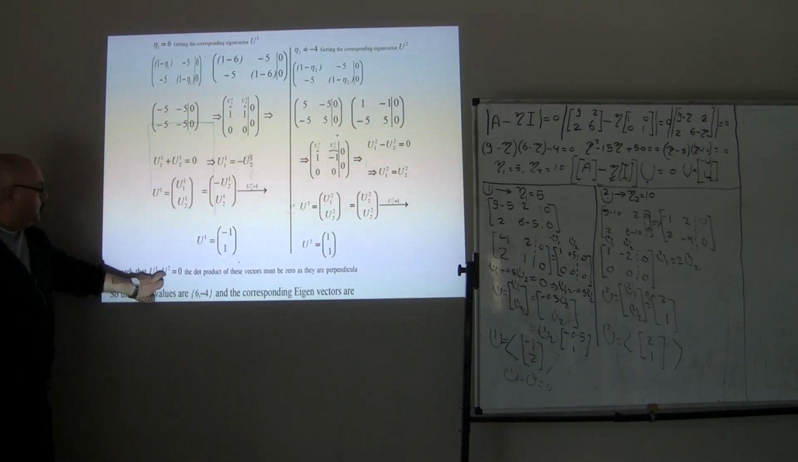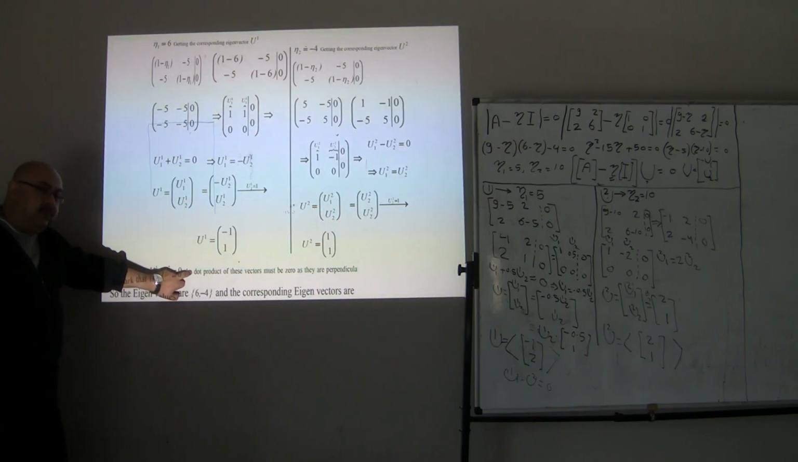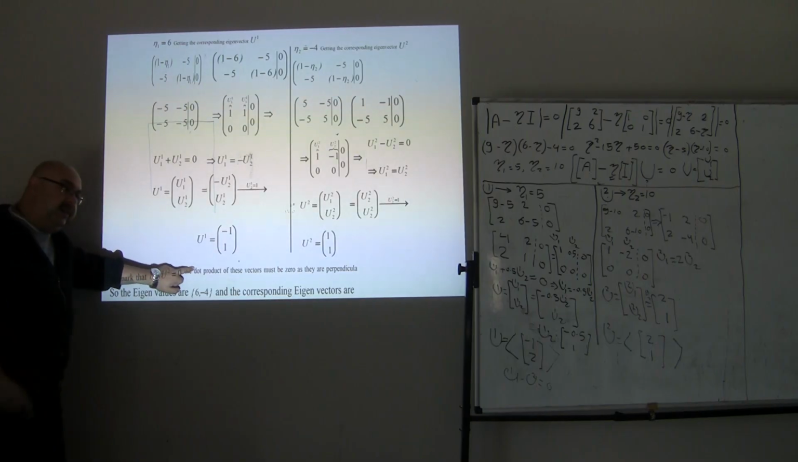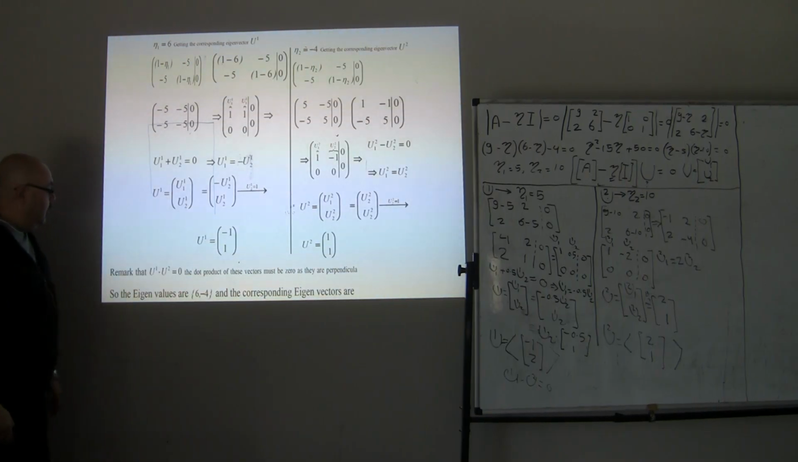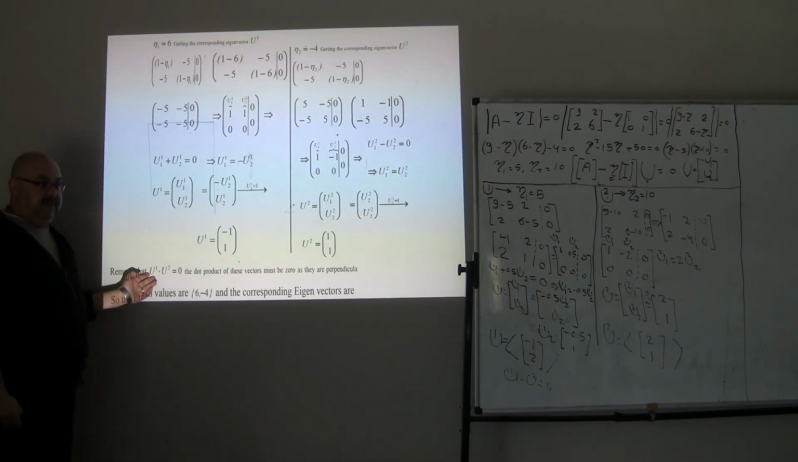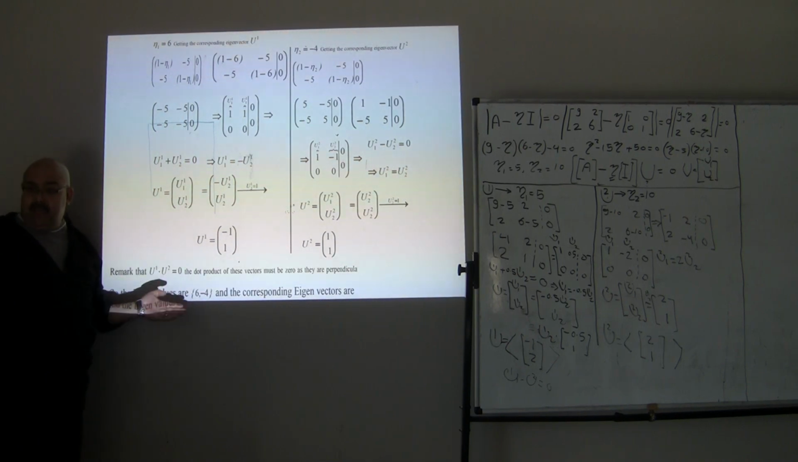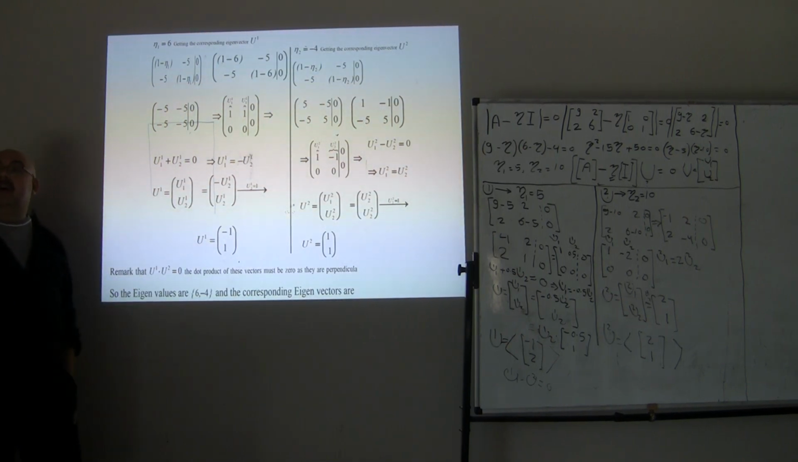So u1 dot u2 is equal to 0, which means the dot product, the inner product, of these two vectors is equal to 0, which will lead to an orthogonal matrix. Are we right? Once more, these are the eigenvectors and the eigenvalues. Now I will get the model matrix, or the B matrix.